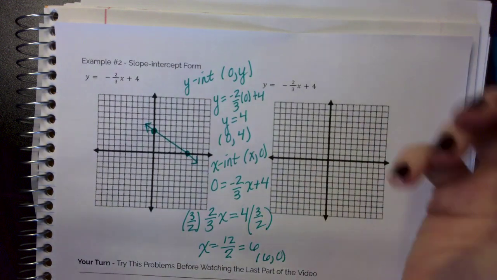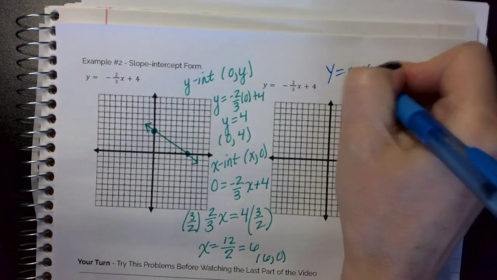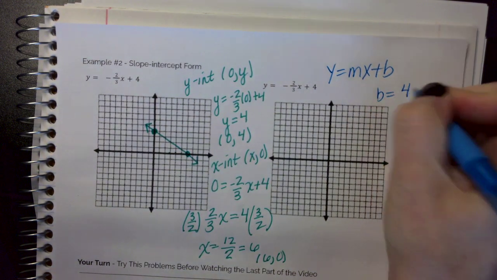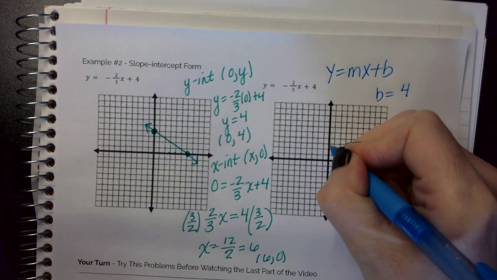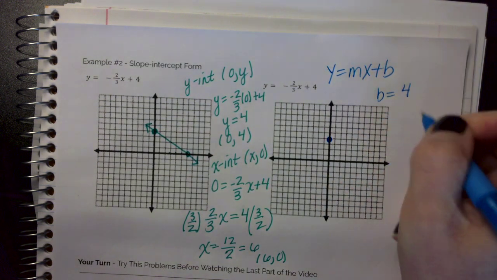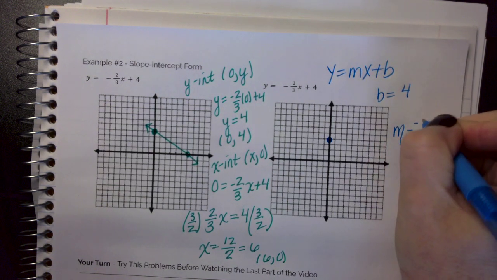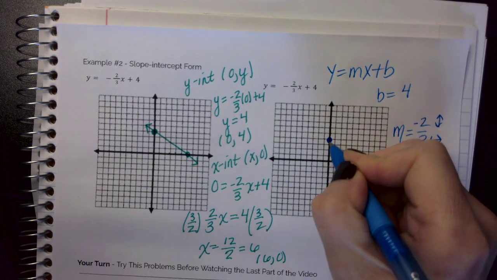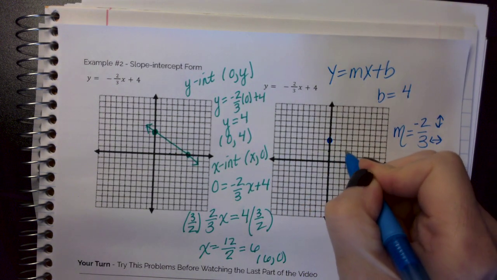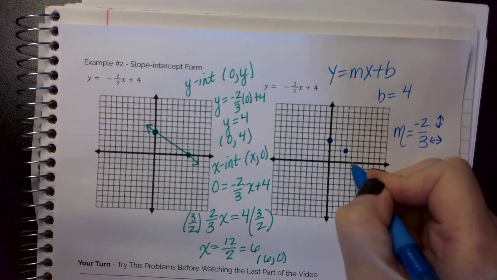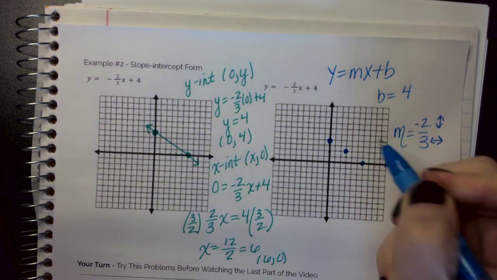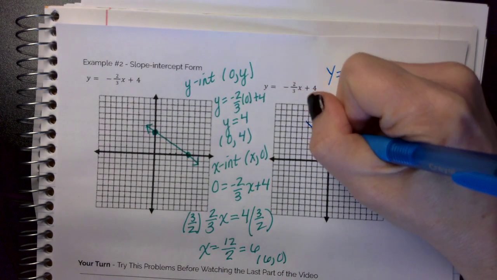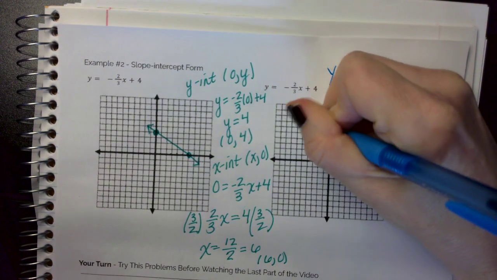Now let's do this. It's already in slope-intercept form. Great. So b, the y-intercept, is 4. Let's go up 1, 2, 3, 4. And then the slope is -2/3. That's how much I go up and down versus over. So let's go down 1, 2, and over 1, 2, 3. I like to reverse this, 1, 2, 1, 2, 3, and connect these points to make our line.